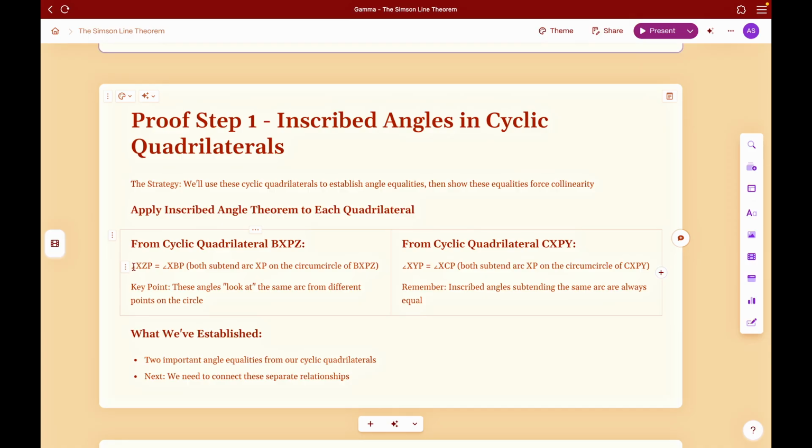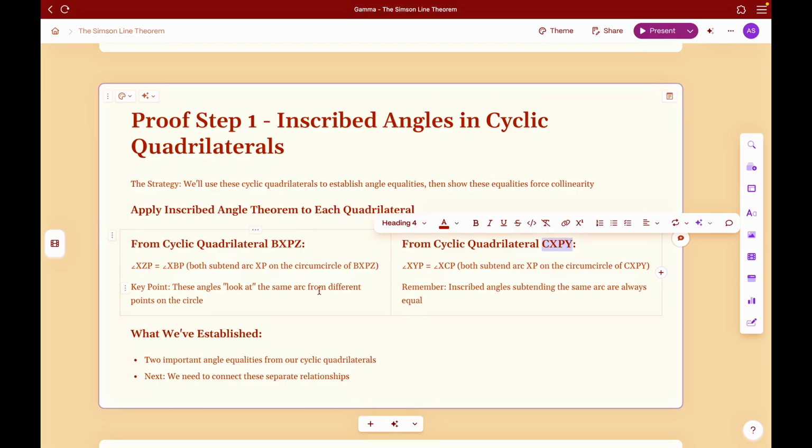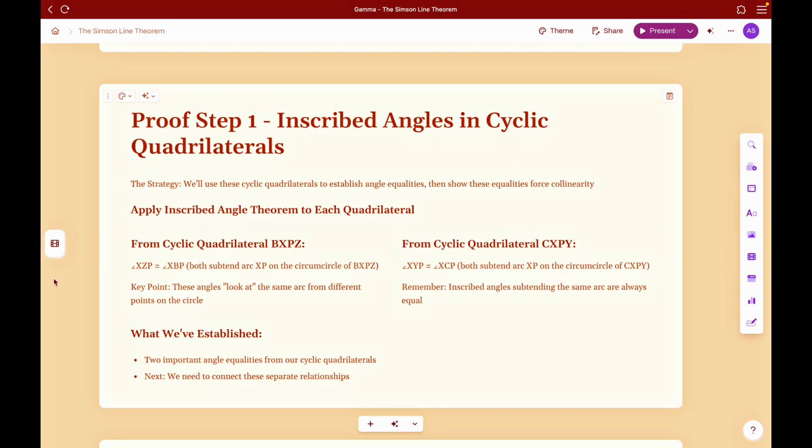Our first angles to figure out are in the first and second cyclic quadrilaterals, BXPZ and CXPY. This means angle XZP is equal to angle XBP, both subtend the same arc on the circumcircle of BXPZ. And if you are unfamiliar with these theorems, you can look at my advanced trigonometry/geometry series before this, or you can look at my regular geometry series where I cover a lot of proofs and theorems used in many geometry problems. And for the next one, angle XYP is equal to angle XCP. Both subtend the same arc on the circle of CXPY.